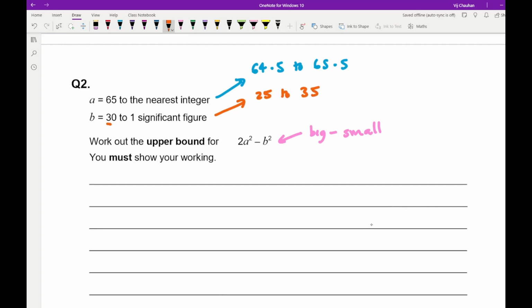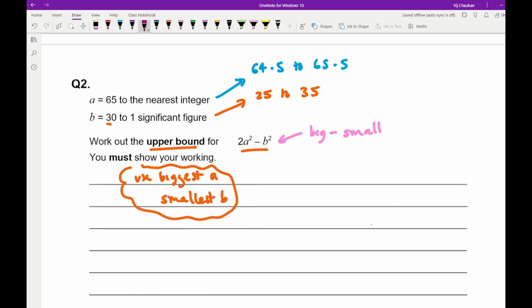So to get the upper bound of this calculation, I want the biggest a and the smallest b. So for this, what I want to work out is two lots of the biggest a, which is 65.5, and square that, and then subtract b squared, using the smallest b value, which is 25, so it's 25 squared.